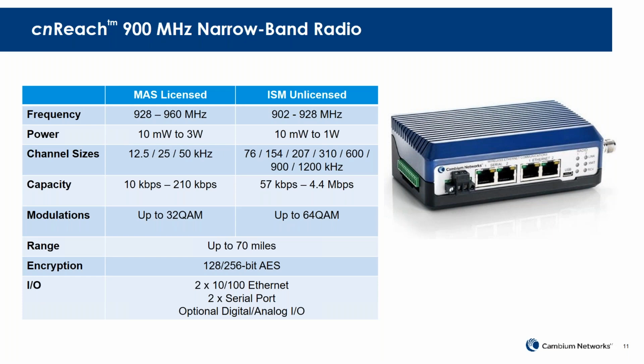I won't go through all the specs and details. Those are all available on the website in various spec sheets. I do want to point out one thing on the 900 megahertz radio. This radio is also another unique attribute, in that it can support both MAS licensed mode in the 900 megahertz band, as well as ISM unlicensed mode in the same radio. So just via the GUI, you can switch it back and forth between unlicensed operation and licensed operation.